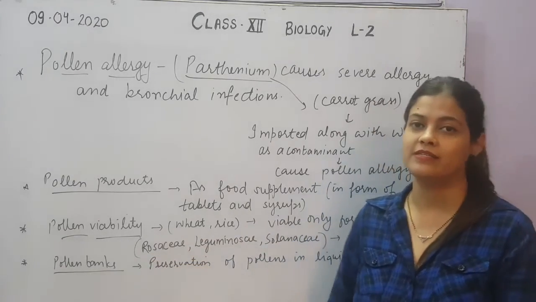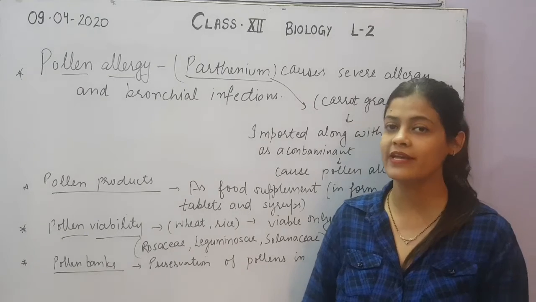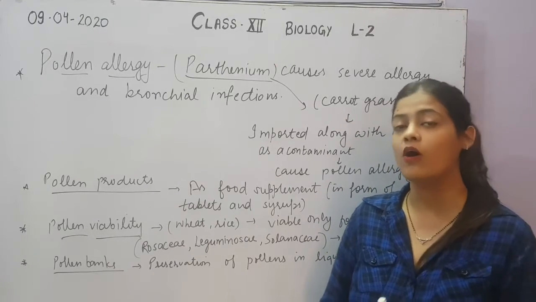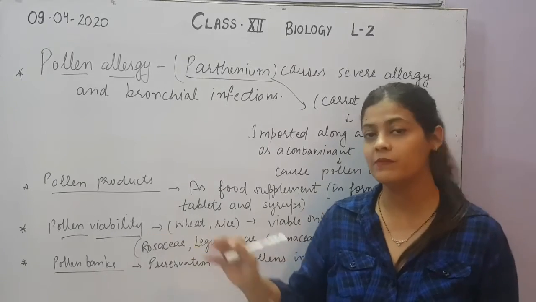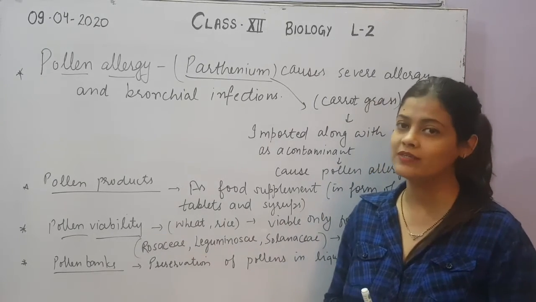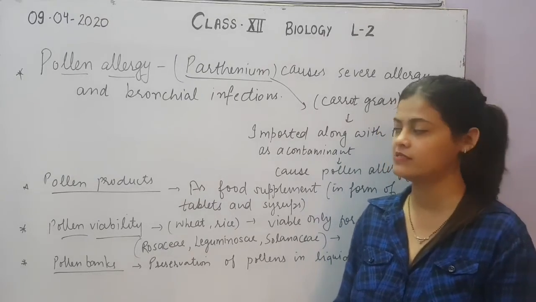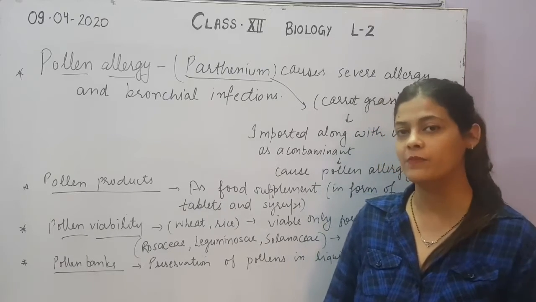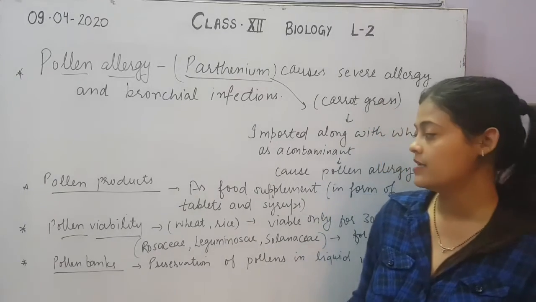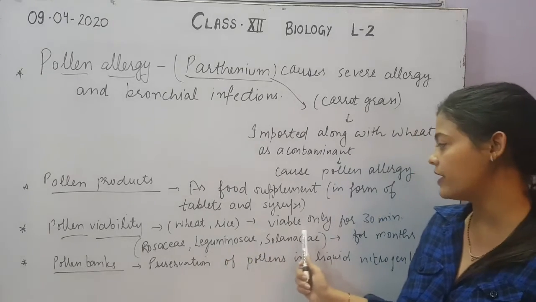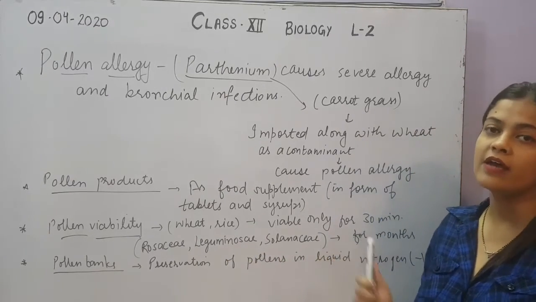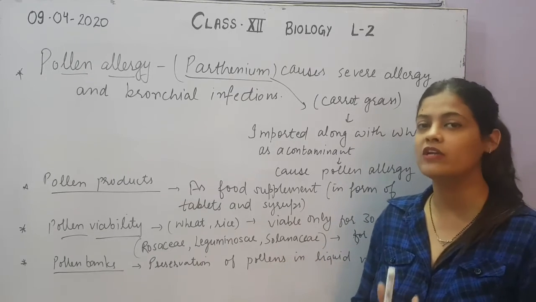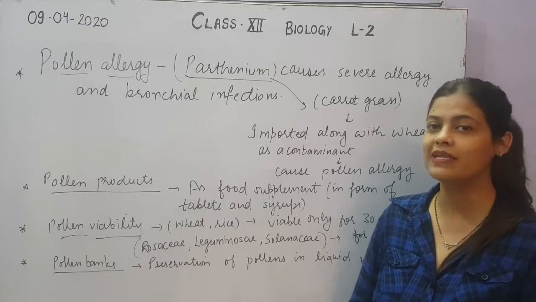Next is pollen viability. As we all know, pollen grains are covered with exine layer which makes them viable. Viability means the ability of pollen grains to fertilize the female gamete. This viability is not the same for all plants. The pollen grain viability can vary according to the plant. Like in case of wheat and rice, the pollen grains are viable only for 30 minutes. After 30 minutes, the pollen grain loses its viability. They will not be able to fertilize the female gamete.